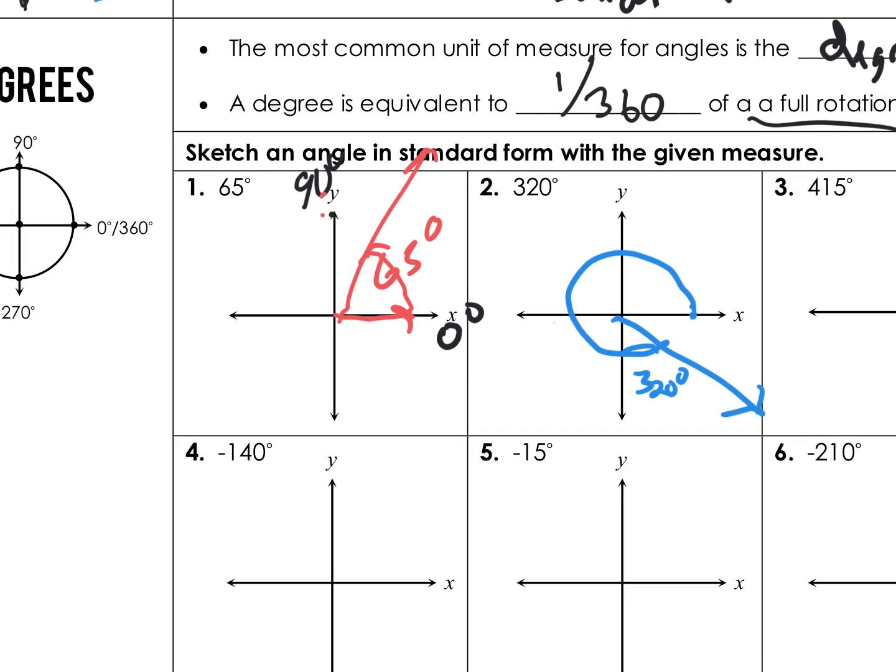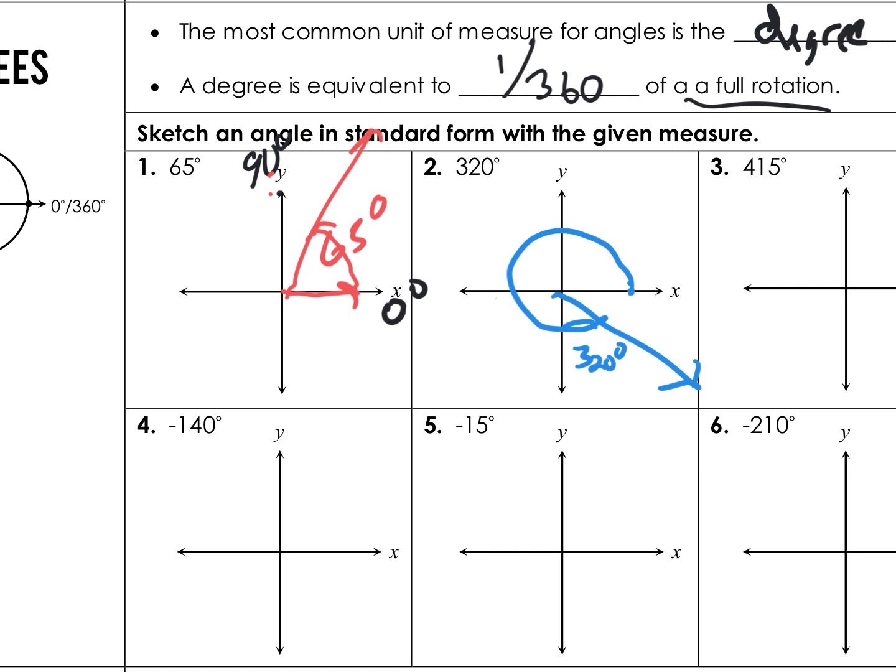Now, you're going to learn something: we don't really care about that big angle. We really care about this angle right here. That's called a reference angle. But the big angle is 320. That's close enough to 320.